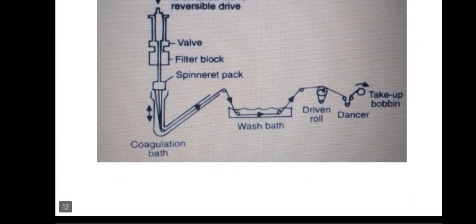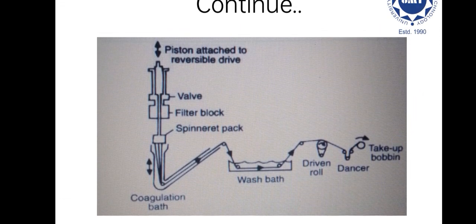Now let's see the diagram of dry jet wet spinning. Here is a piston attached to a reversible drive. There is a valve, a filter block, a spinneret pack, and a coagulation bath where coagulation happens. And there is a wash bath where the entire material is washed, a drive roll where the material is rolled down, a dancer, and a take-up bobbin.